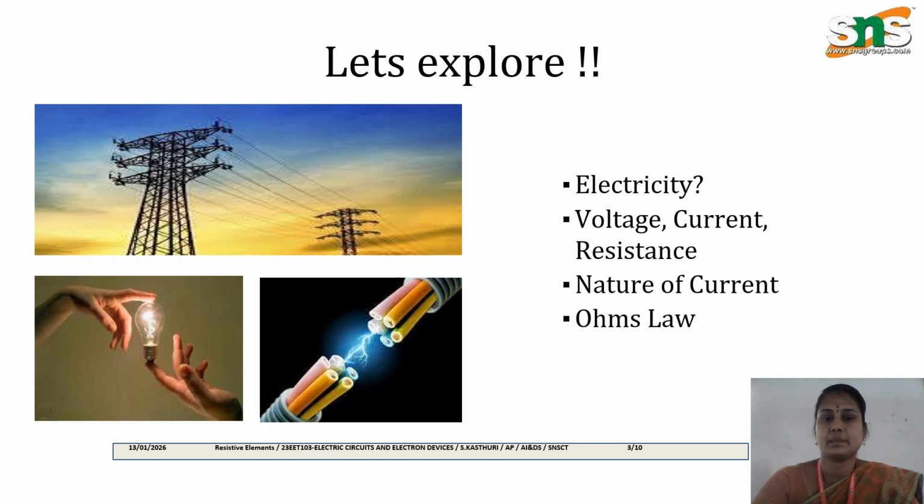So these elements appear everywhere in real life, from phone chargers to electric vehicles. As a real-time example, inside a mobile phone charger, all four elements exist. For example, wires, that is conductors, resistors to limit the current, inductors to smooth the current, and capacitors to store and stabilize the voltage. So let's explore the foundation concepts, that is electricity, voltage, current, resistance, nature of current, that is AC or DC, and Ohm's law.